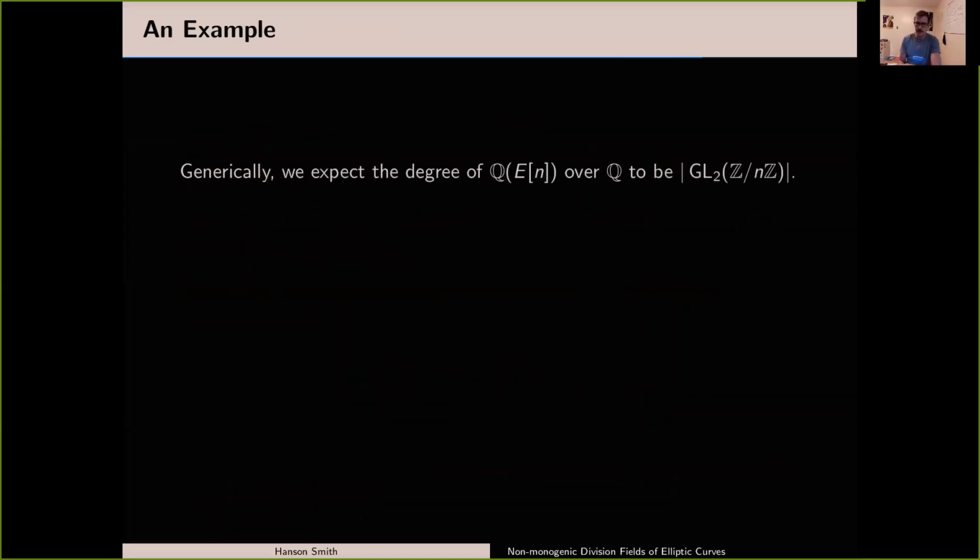So we expect the degree of my n torsion field over Q to be the size of GL2 Z mod NZ pretty often. And so we're going to suppose that's the case. So that tells us if that's the degree of my n torsion field over Q, 2 will split into this many primes.